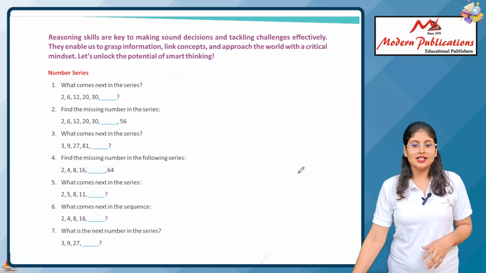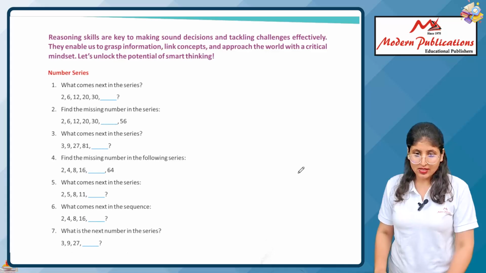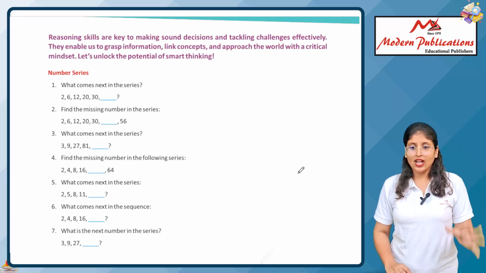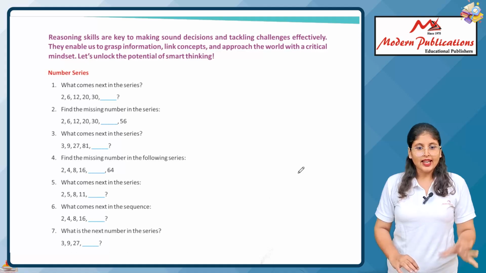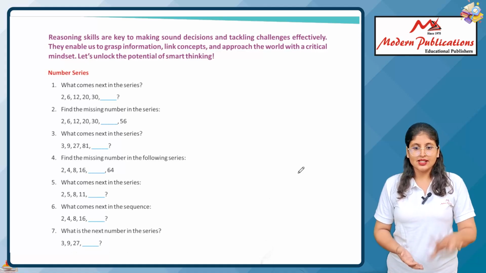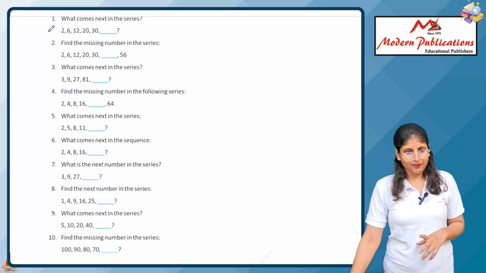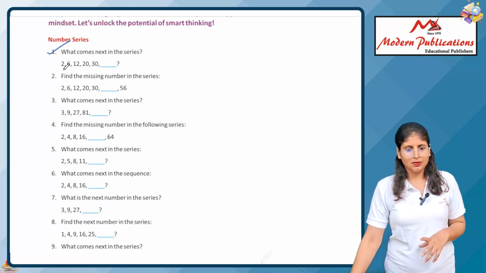Reasoning skills are the key to making sound decisions and tackling challenges effectively. They enable us to grasp information, link concepts, and approach the world with critical mindsets. Let's unlock the potential of smart thinking. So let's see what these things are. First one is number series.